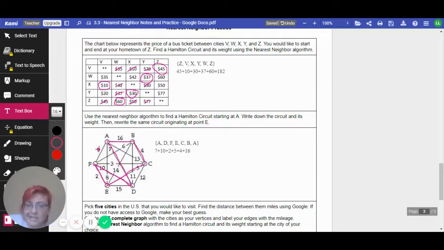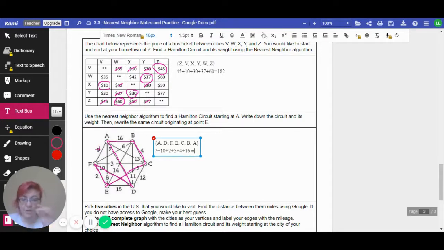Now, I know earlier I said 11, but that's because I was looking at this one and not this one. So E to C is 5. All right, let's see what that equals. 7 plus 10 plus 2 plus 5 plus 4 plus 16 is 44.